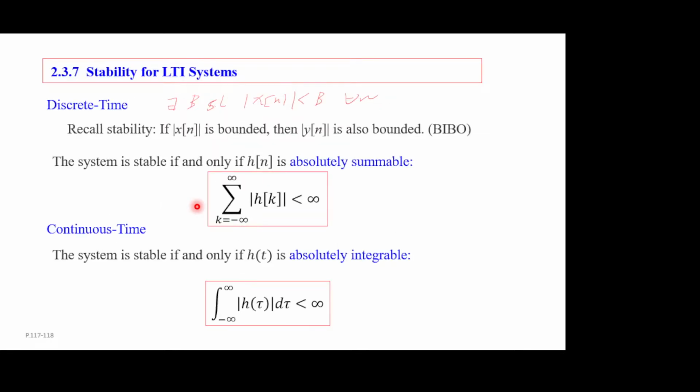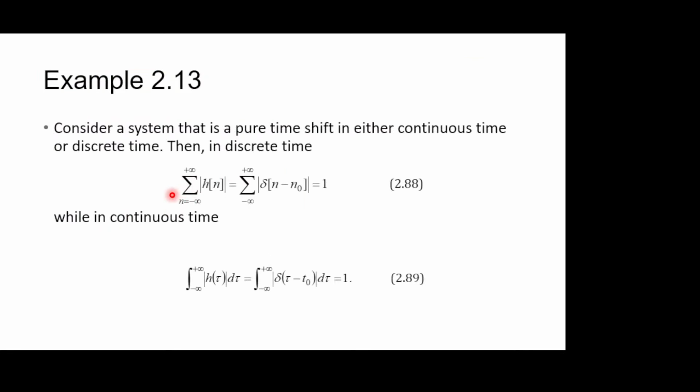And we want to check that our absolutely summable condition is correct. So we sum over the absolute value of this delta of n minus n0. It's all positive, so the absolute value sign doesn't do anything, and the delta only has a spike of height 1 at n0, so the summation is just 1. So you see that this is stable, and indeed h is absolutely summable. Continuous time is similar. If you want a system to be a pure time shift, then its impulse response is delta of tau minus tau naught.